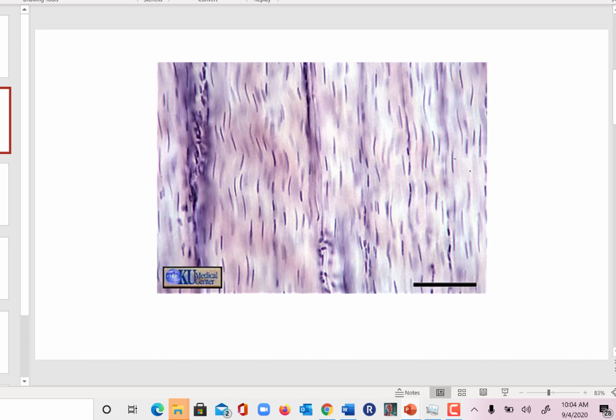So again, dense regular connective tissue, primarily collagen fibers. The dots that you are seeing there are fibroblasts. Fibroblasts are the cells responsible for making this collagen fiber, or fibers, I should say.